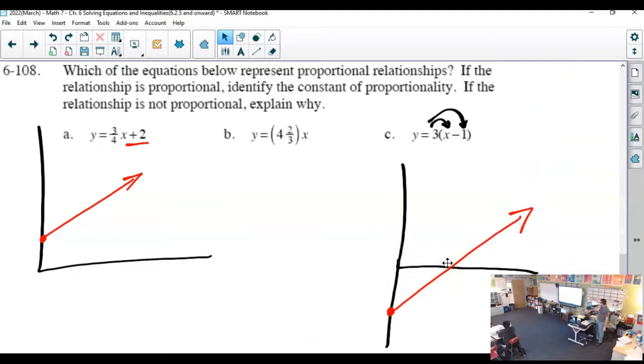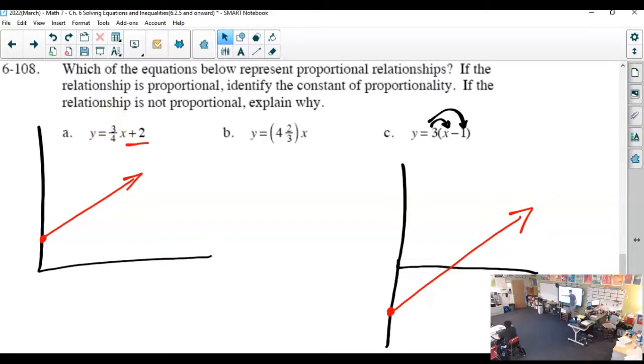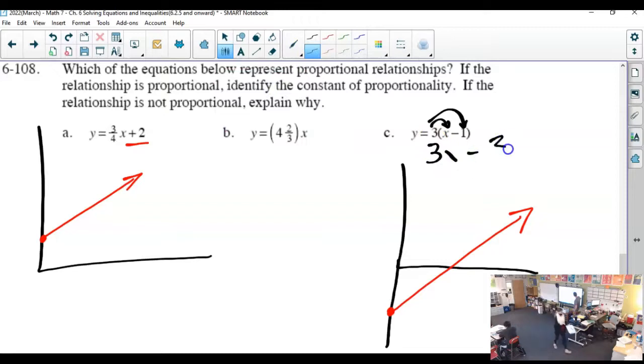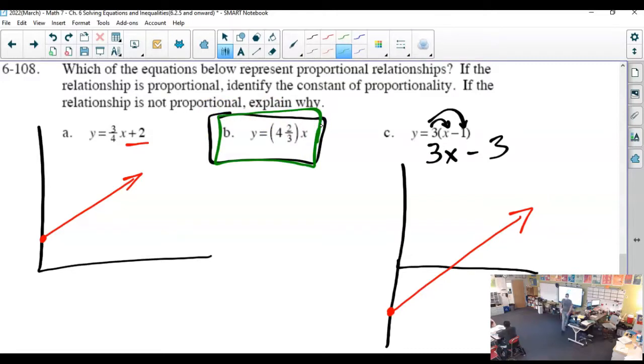A would start at positive 2. Even when x is 0, because I add 2, part A, y in part A, would start at positive 2. In part C, if I do this distribution, this would become 3x minus 3. I gotta reset this USB, which also would mean it doesn't start at 0, 0. It would start at negative 3. So B is the only proportional relationship there. It's the adding and subtracting that breaks it, that kind of messes it up.